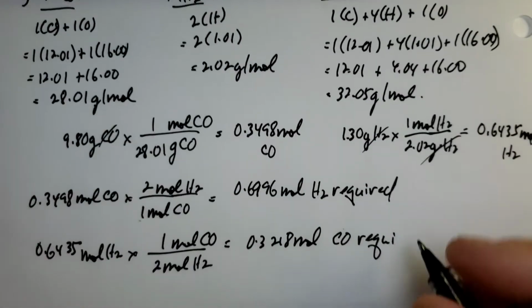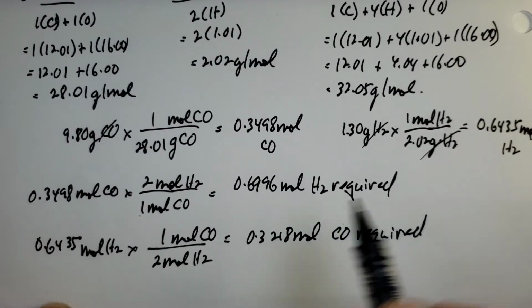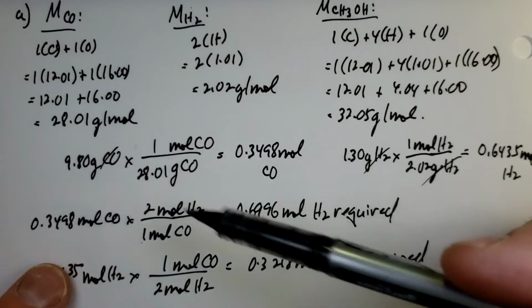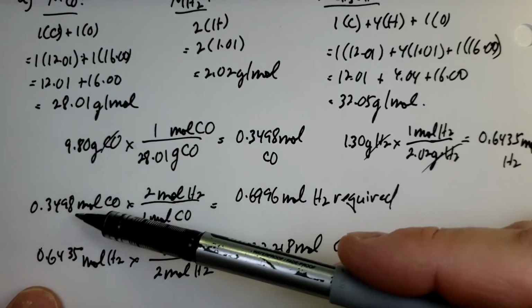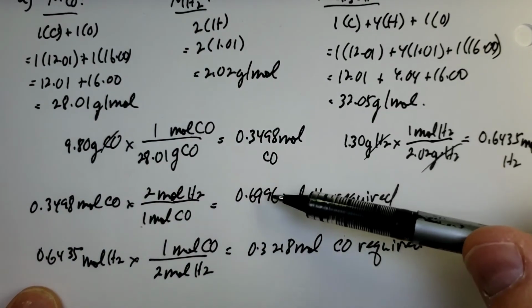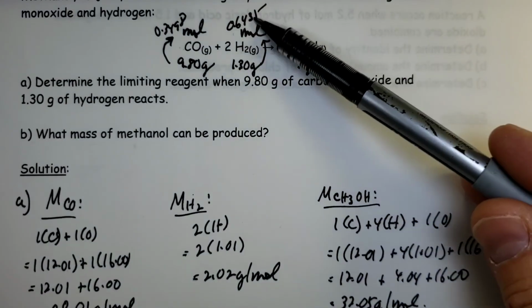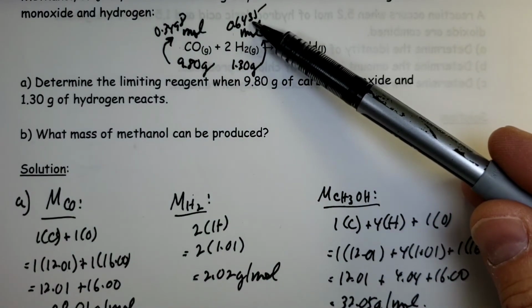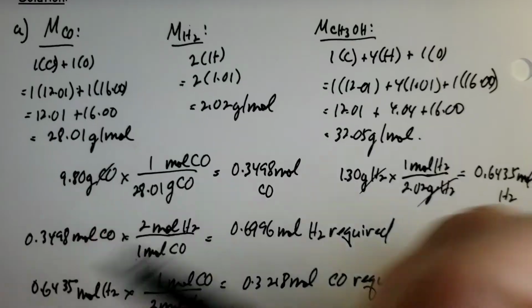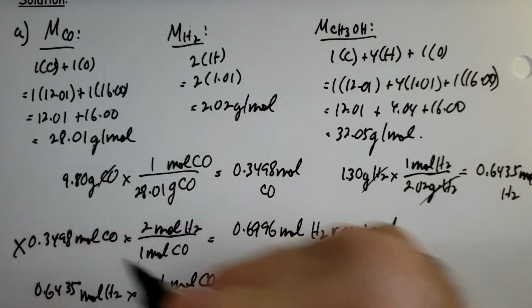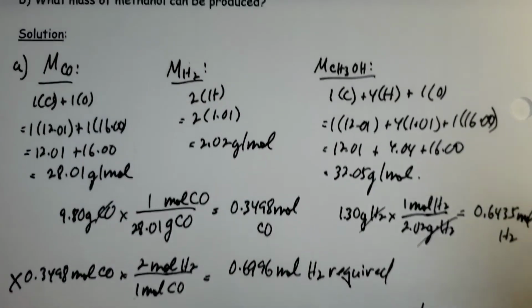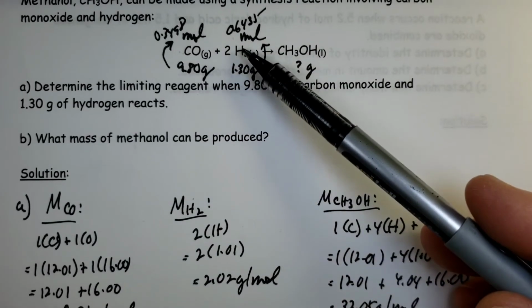So then we have to figure out, well, which one works. So if I'm looking at the first one, if I try to use up all the carbon monoxide, I need this much hydrogen. Do I have it? No, I don't. I only have 0.64. I need 0.69, so that tells you that one doesn't work. So this must mean I'm going to be using up all of the hydrogen instead.